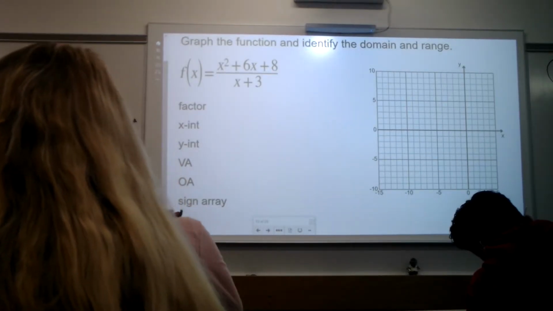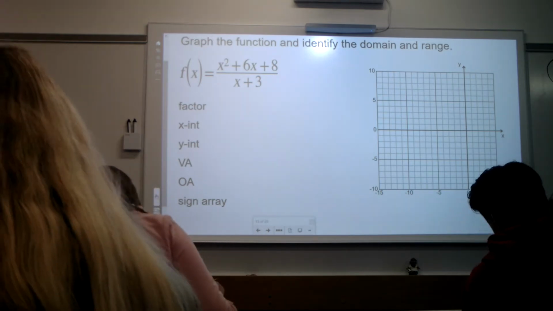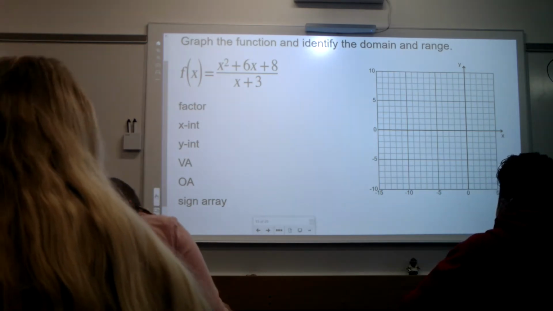We've had a couple minutes to look at that. Let's just call on some people. Tell me what you did. So, Mikkel, tell me one thing about this graph that you were able to figure out.